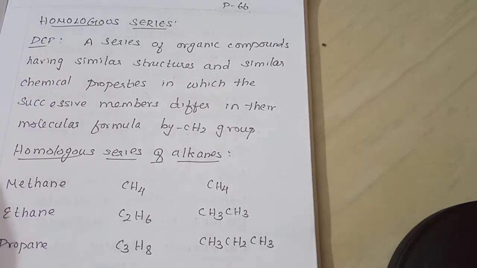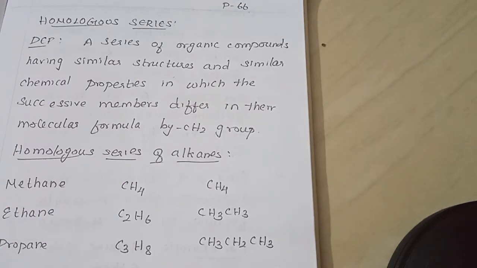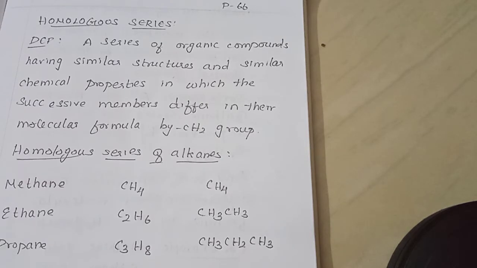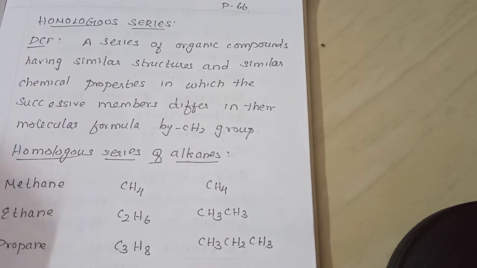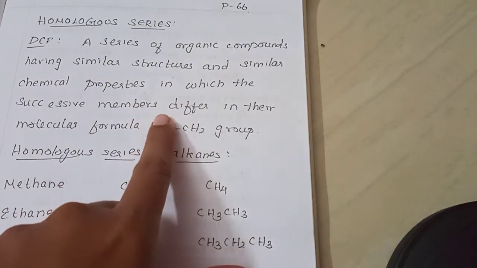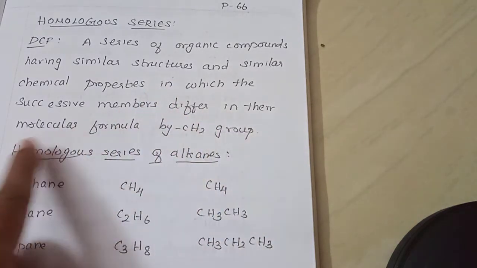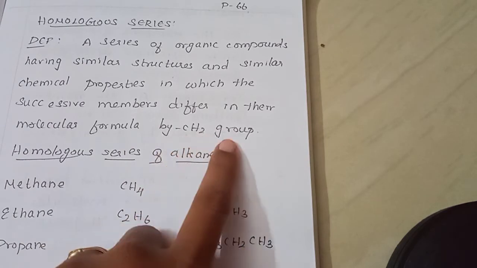So, we are going to see now homologous series from the chapter Carbon and its Compounds, chemistry, term 2. So, what is a homologous series? A homologous series is a series of organic compounds having similar structure and similar chemical properties in which their successive members differ in their molecular formula by CH2.